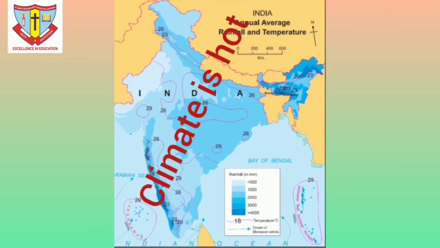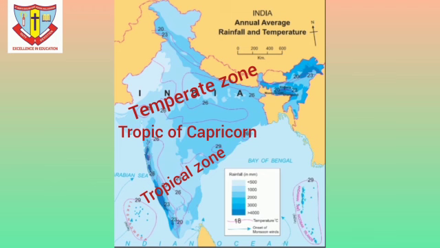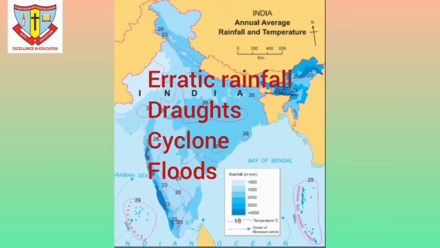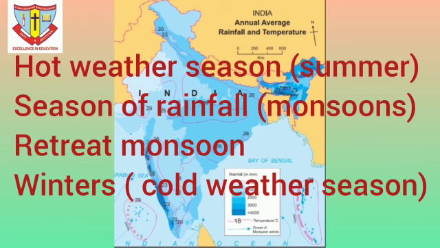In general, the climate of India is hot throughout the year. As the Tropic of Cancer passes through the middle of India, India is considered to be in the tropical region. India faces natural disasters like erratic rainfall, droughts, cyclones, floods, etc. There are 4 seasons as per the Indian Meteorological Department: the hot weather season, the season of rainfall or monsoon, the season of retreating monsoon, and the cold weather season.